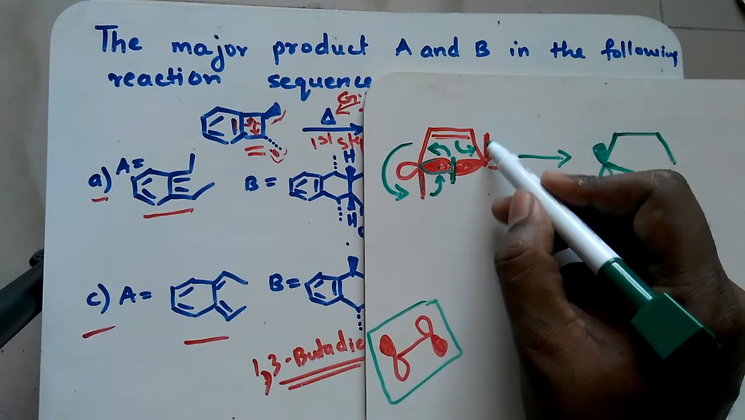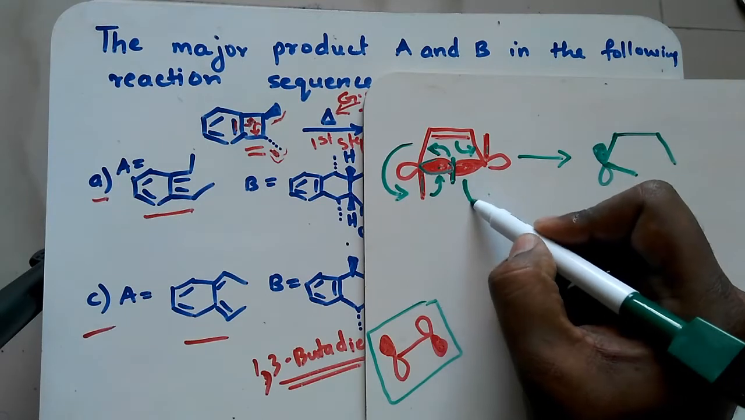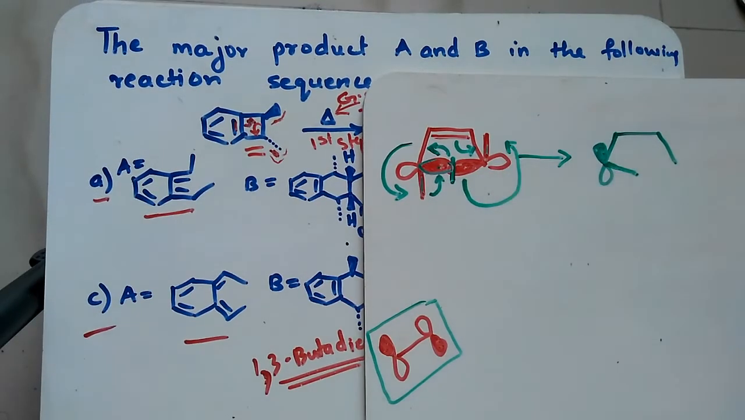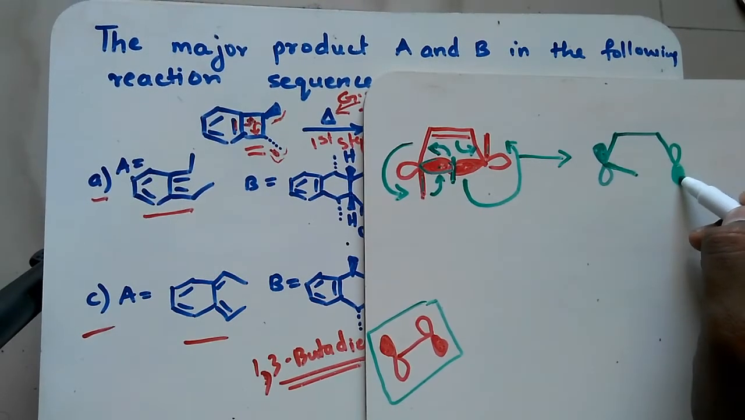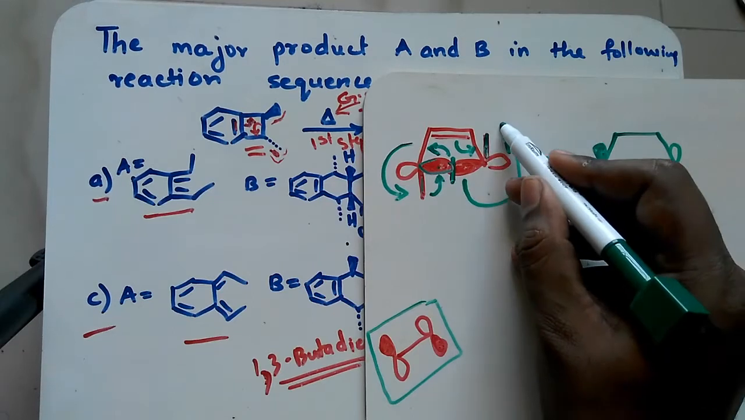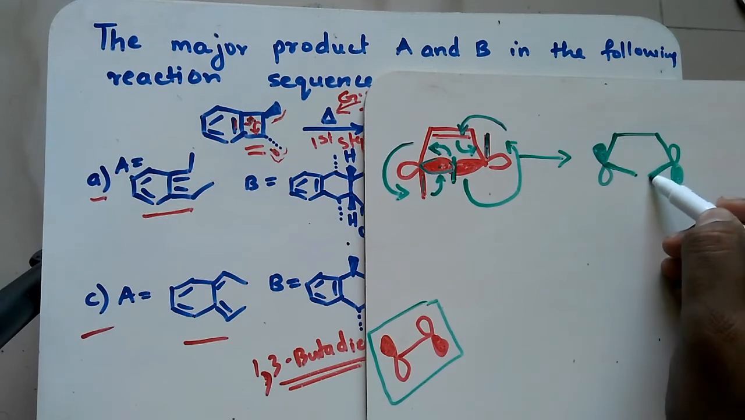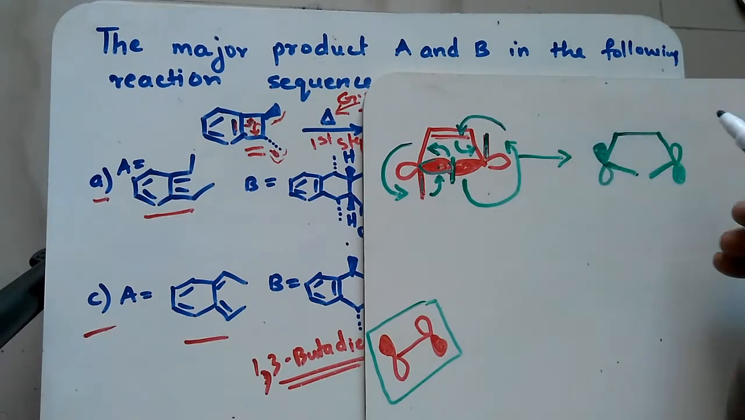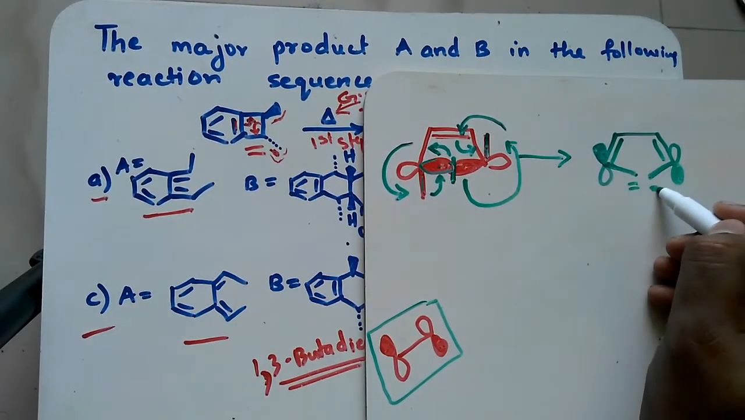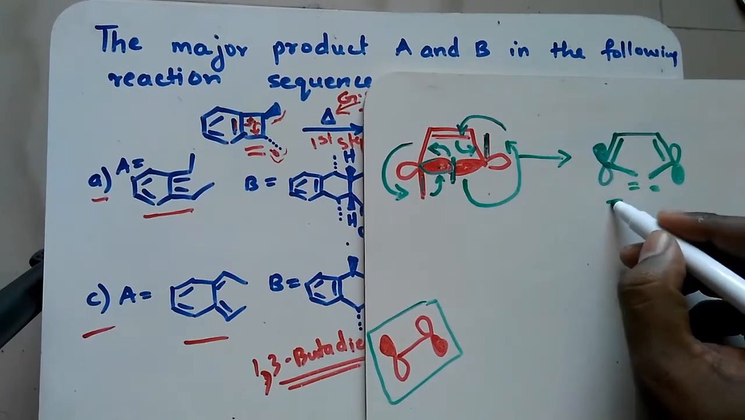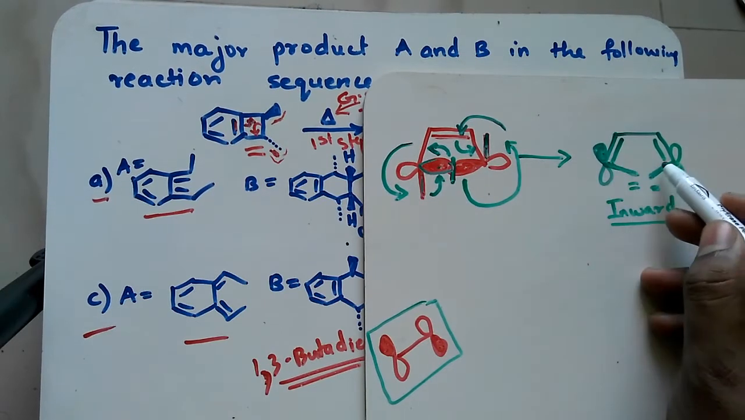Now what about this part? Since we need this positive phase below, if I rotate it in the anti-clockwise direction again, what will happen? I get the positive phase down, and since I'm rotating it in the anti-clockwise direction, this group comes inward. So where is the double bond? The double bond is here. So both the CH3 groups are inward. Now both the CH3 groups are inward.